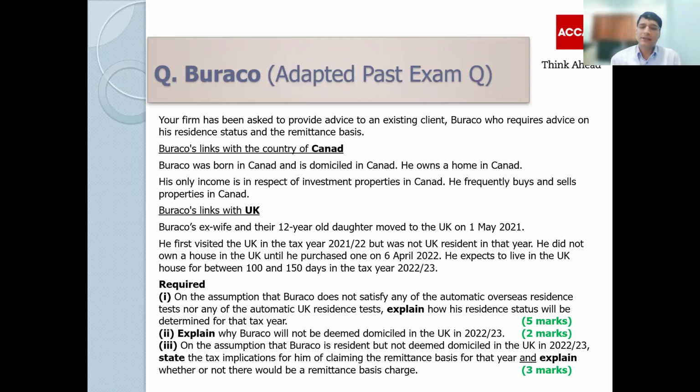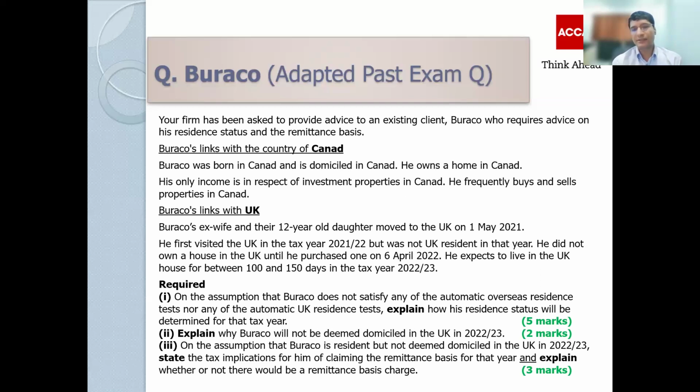tests. Number 1, less than 16 days. Number 2, less than 45 days. Number 3, overseas full-time work. Obviously, those are the 3 main tests. If these 3 didn't get satisfied, move on to the automatic UK test. With the automatic UK test, you always begin with that magic number, the 183 days test. Correct? And then you move on to another 2. If that didn't get satisfied, you move on to the sufficient ties test.